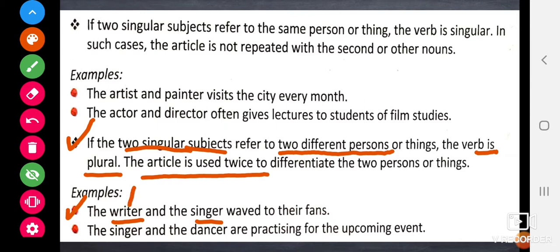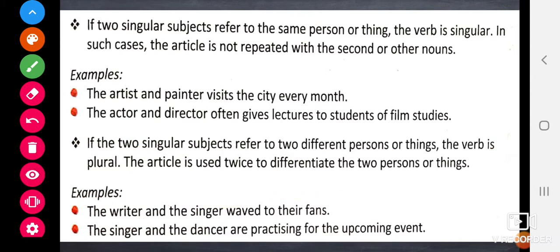Here, this is the first subject, this is the second subject. And as you will observe, there are 2 articles, one before every subject. This means there are 2 different people or 2 different things. Whenever there are 2 articles, there are 2 different people or 2 different things.